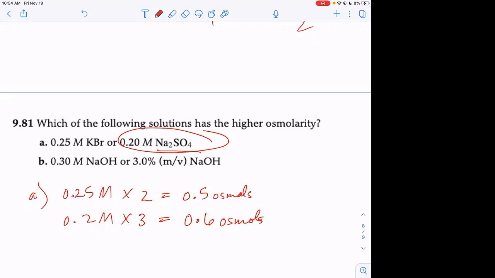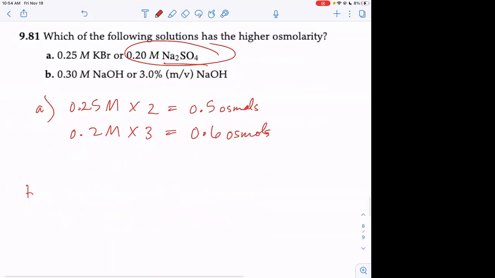Now the B is harder because it doesn't give you molarity of both. So leave NaOH there in molarity, but first we need to take 3% mass volume and convert that to molarity. How do we do that?